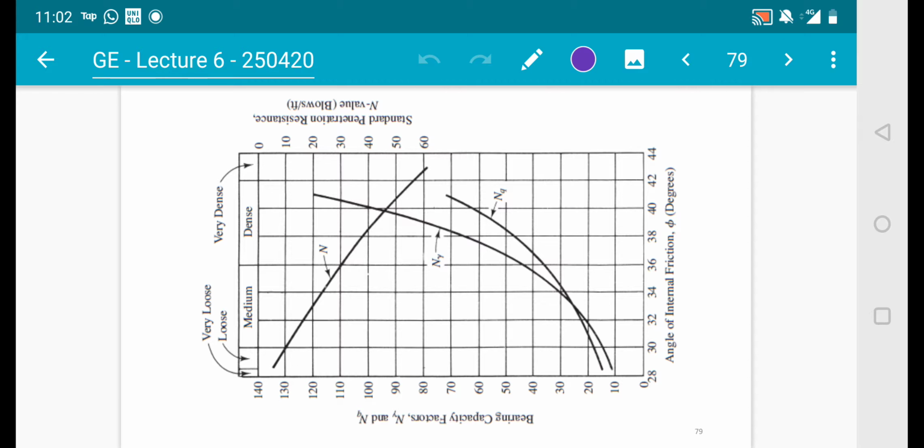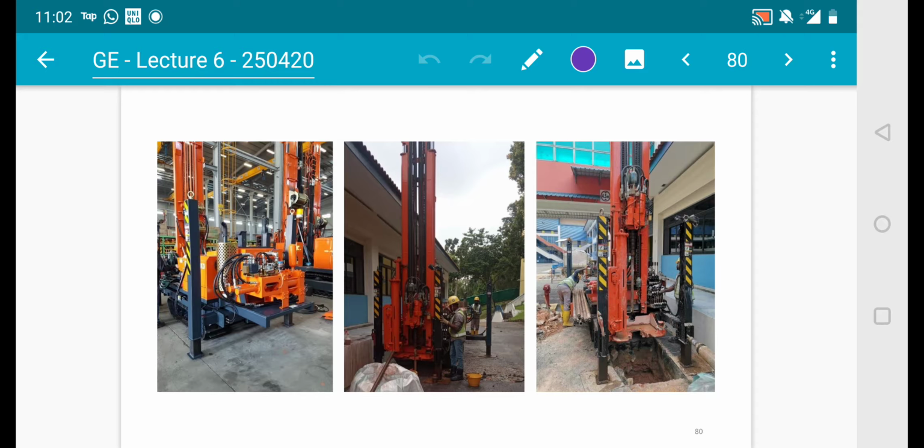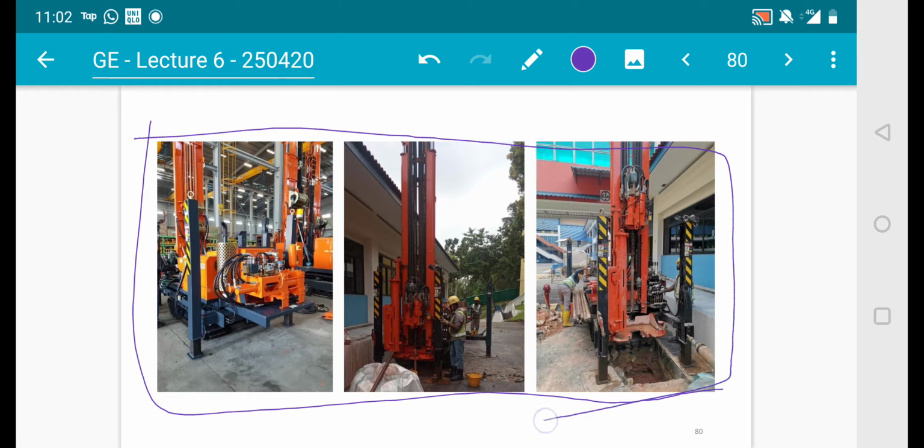Okay, you can see more clearly. This is the photograph of the SPT at site. You can see a big machine here, and also some personnel conducting the SPT inside this ground. So this is the mechanical SPT. We have also the manual SPT. You can look that up inside any of the textbooks or the videos.